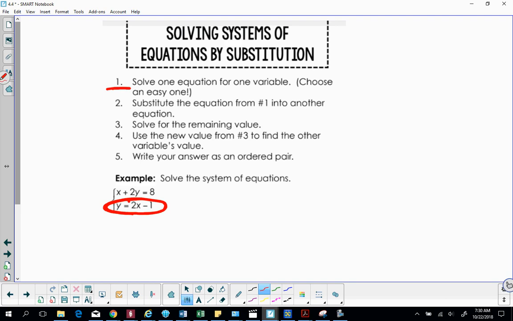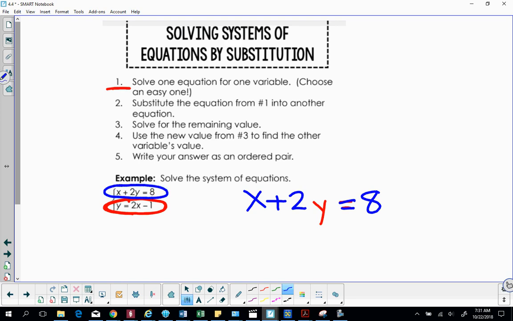Then all I'm doing is I'm taking the equation before. So see how this equation is x plus 2y equals 8? I'm rewriting that equation like this: x plus 2y equals 8. And you see how they give me what y equals? See how it says y equals 2x minus 1? Does everyone see that? So they're substituting it in.